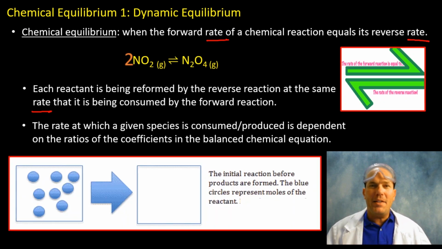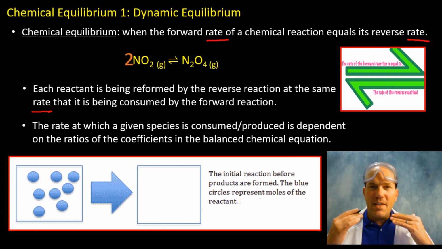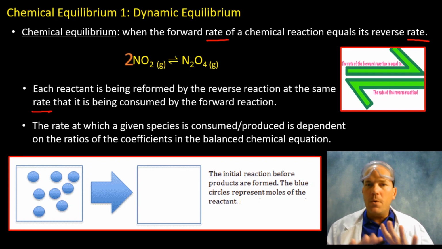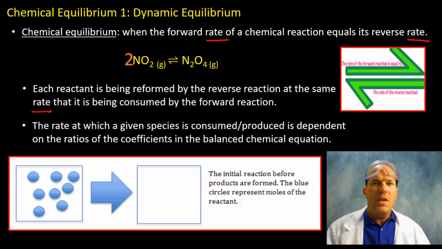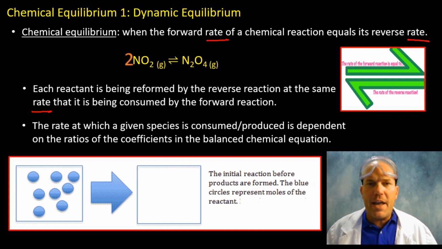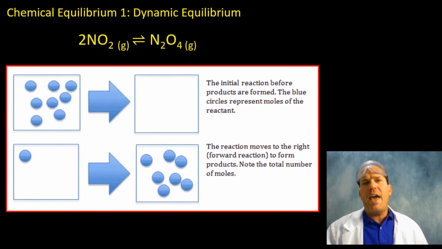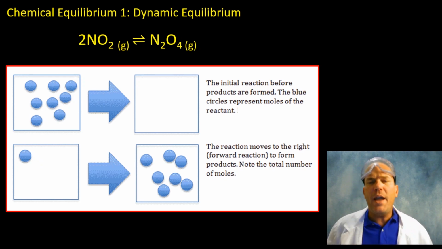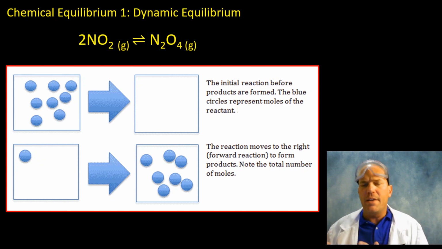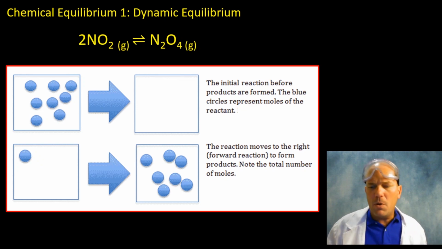Let's look at this schematic to help understand dynamic equilibrium. This represents the initial reaction before any products whatsoever have been formed. The blue circles represent moles, so note that we are starting with 8 moles of reactants. As the reaction proceeds, we have reactants moving to the right and forming products. This is in the forward reaction to the right. Again, note the total number of moles. Now we have 7 moles on the right and 1 mole on the left.